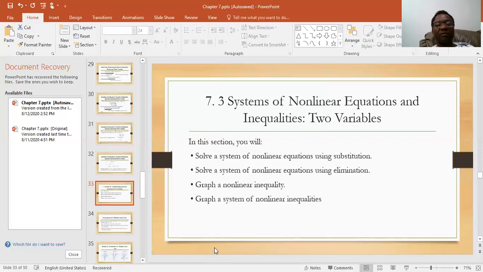In 7.3, we are going to look at systems of nonlinear equations and inequalities with two variables. In this section, we will solve a system of nonlinear equations using substitution, solve a system of nonlinear equations using elimination, graph a nonlinear inequality, and graph a system of nonlinear inequalities.